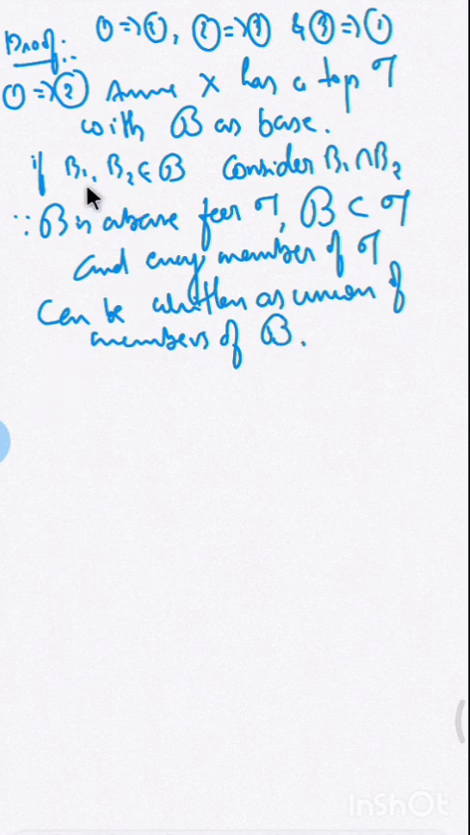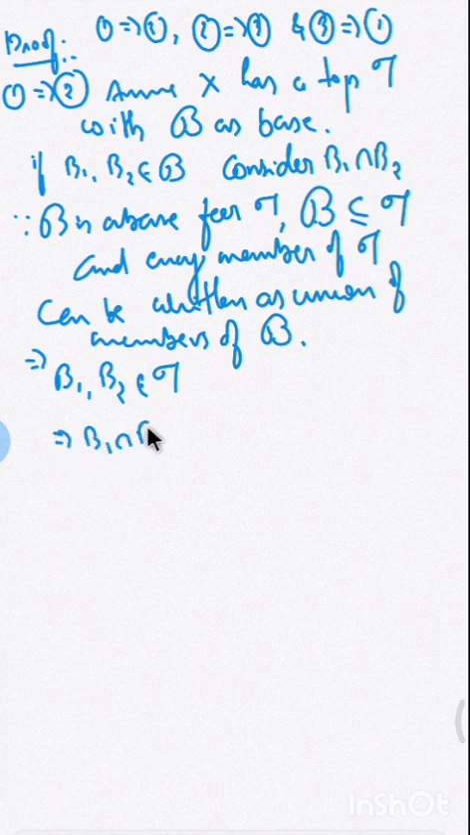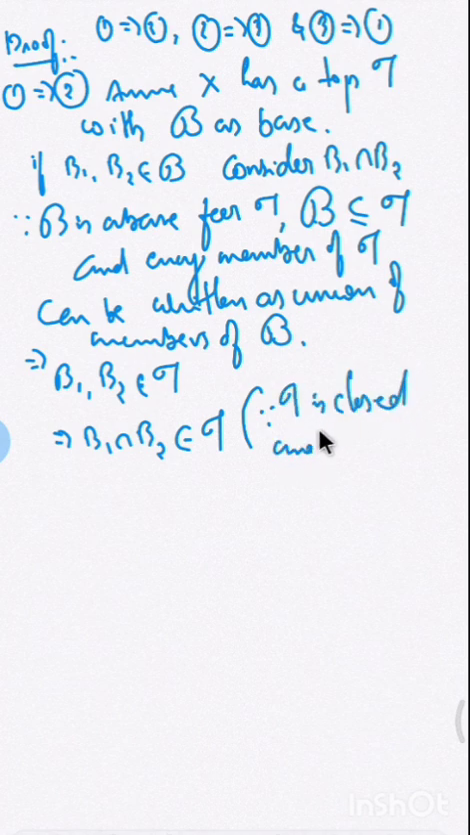Now what you have: B1 and B2 are two sets in script B, and this script B is completely contained in our collection tau. So B1 and B2 belong to tau itself, because B is contained in tau. And what is tau? Tau is a topology. A topology has the property that it is closed under finite intersection. Correct? So B1 intersection B2 belongs to tau itself, since tau is closed under finite intersection.